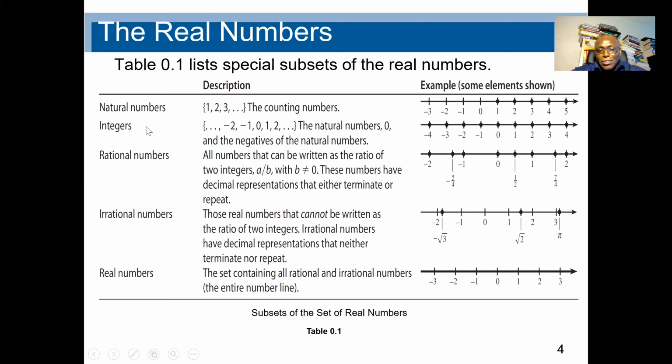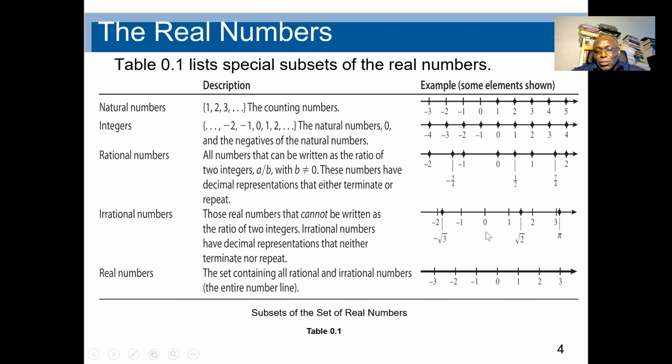And the integers, in computer science, integers are whole numbers like 1, 2, 3, 4. Then we have a float, which is a decimal number, 1.6 or any decimal number. But here, integer means the natural numbers, 0, and the negatives of the natural numbers. So natural numbers, 1, 2, 3, counting numbers. Integers will include the negative values, 0, 1, 2, 3, negative 1, 2.